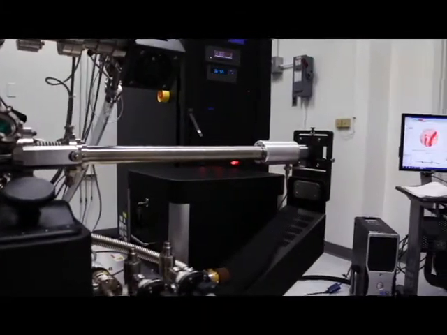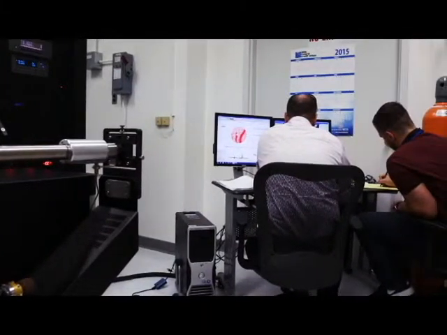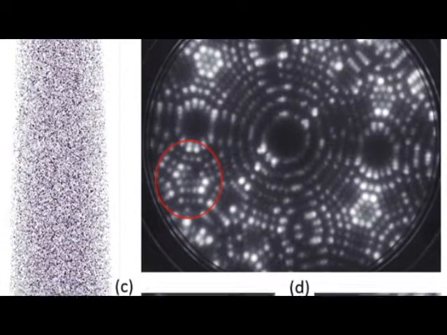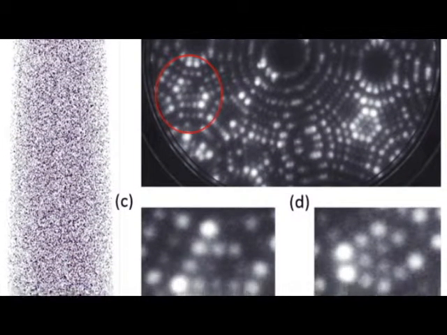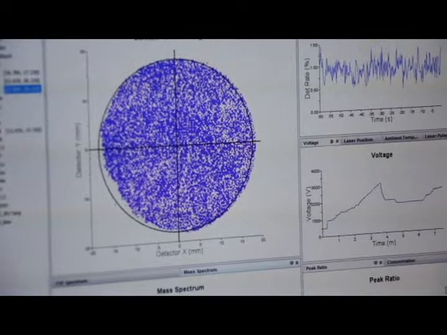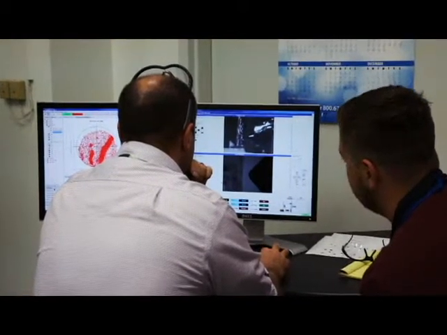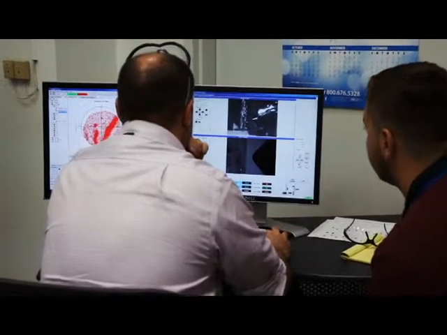So the time-of-flight spectrometer gives us our chemical information, where the position-sensitive detector gives us our XY position of where the atom was. And then using an algorithm, a back projection algorithm, we can then build up a three-dimensional image of the specimen as it was.